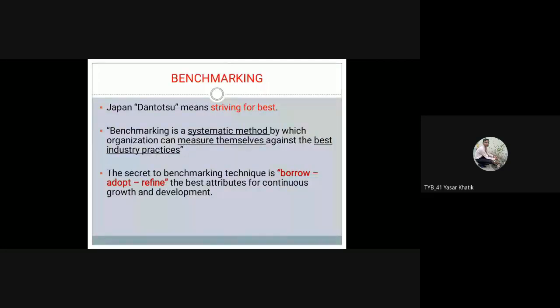So here one word is there in Japan, Dantotsu, that means striving for the best. Okay, तर चांगल्यासाठी प्रयत्नशील राहणे, that is called just benchmarking. It is one of the words in the Japanese language. So striving for best, चांगल्यासाठी फक्त प्रयत्नशील राहणे, म्हणजे आपल्याला आउटपुट कसा पाहिजे, चांगला पाहिजे. मग त्याच्यासाठी आपण काय फक्त प्रयत्नशील राहायचं. मग त्याच्यासाठीच एक प्रोसेस आहे बेंचमार्किंग.